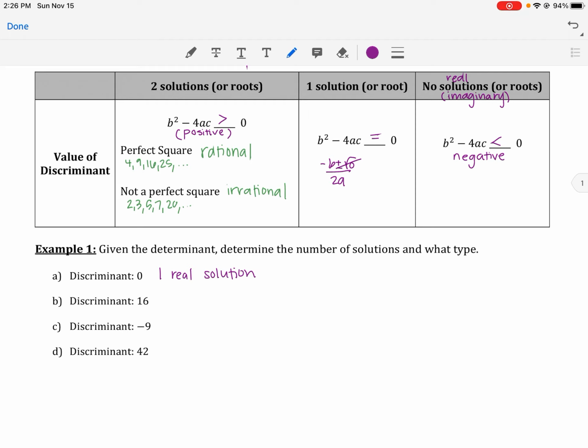If your discriminant is 16, that means it's positive, so there are two real solutions. And if you think about taking the square root of 16, that comes out to just be 4, so it's a nice number, so we call them rational solutions. I'm going to just rewrite that as two real rational solutions, because I think that's how your homework phrases it.